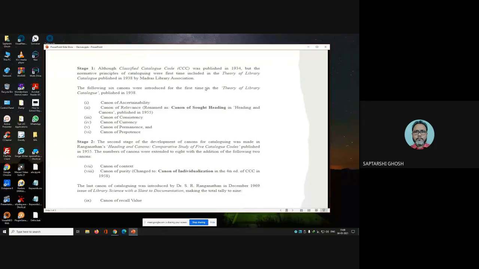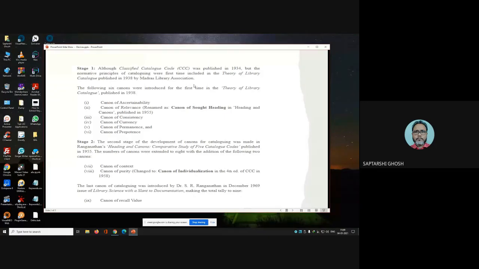So now you see, regarding canons of classification, if you consider the theoretical development in library and information science, Ranganathan developed a lot of theories, not only for classification, but at the same time for cataloguing also. And in most cases, these are known as normative principles. Ranganathan called them normative principles.